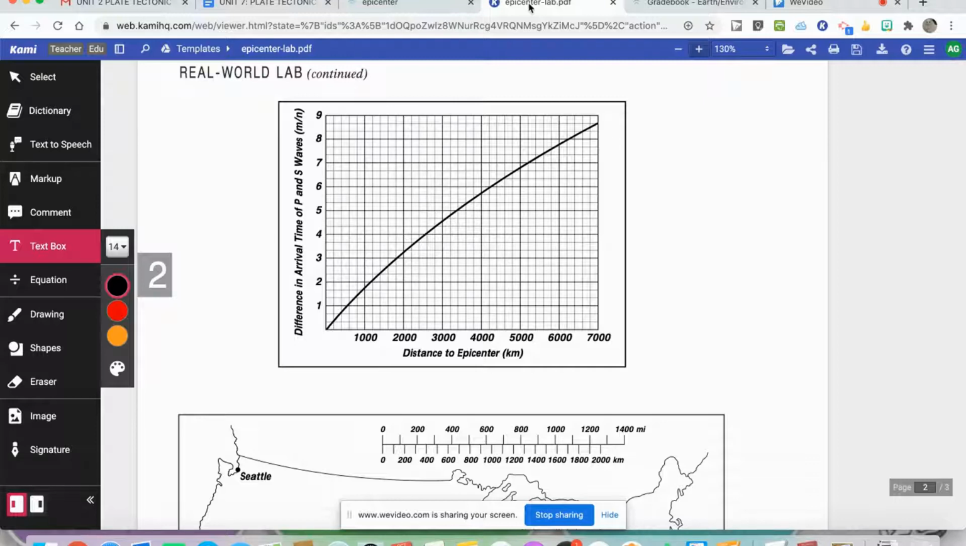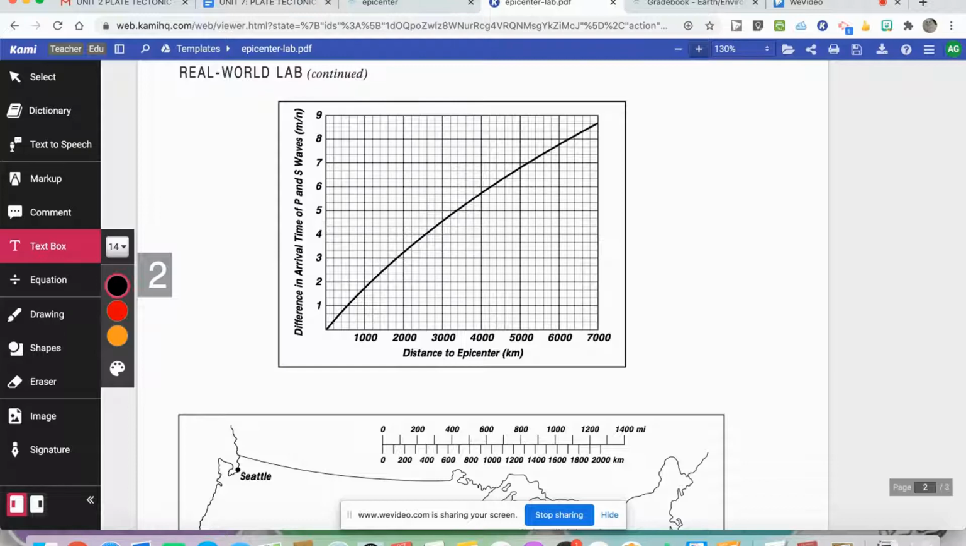If you look on the second page of your graph, you have where your city is, and then you're going to have your difference in your P and your S wave arrival time. For the first city, Salt Lake City, the difference between your P and S wave is going to be 1 minute and 30 seconds. So what you need to figure out is what is the distance.